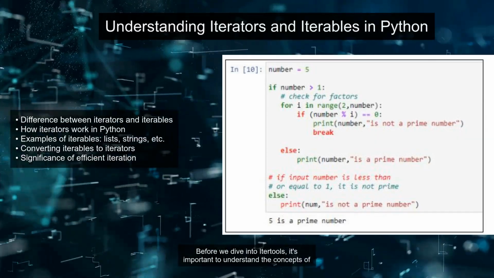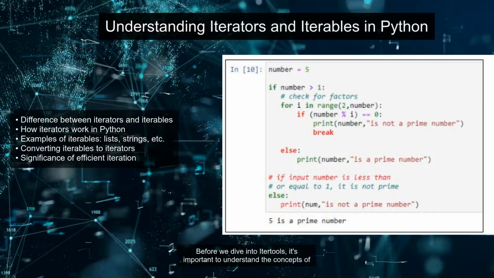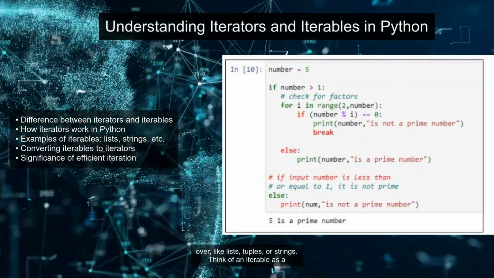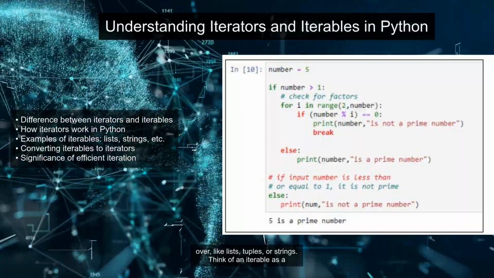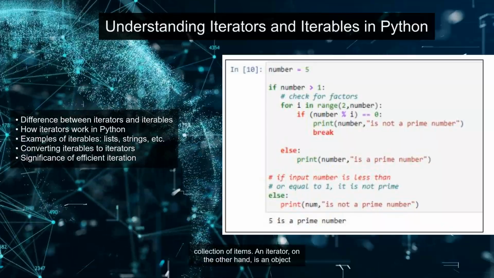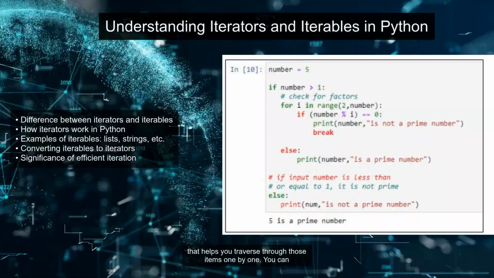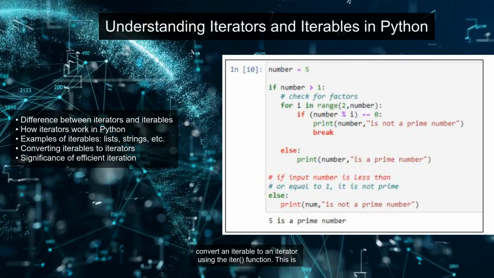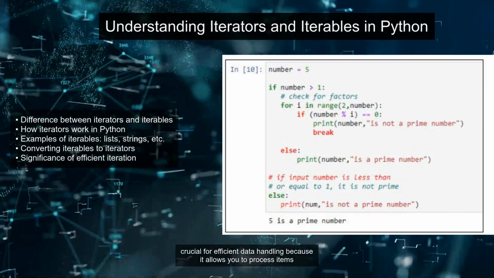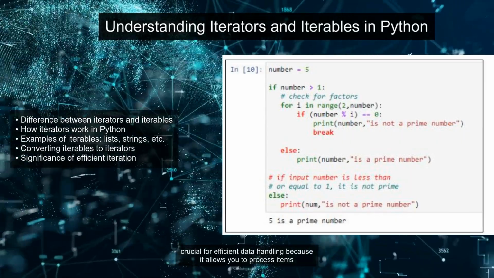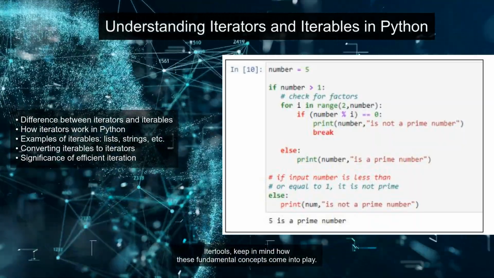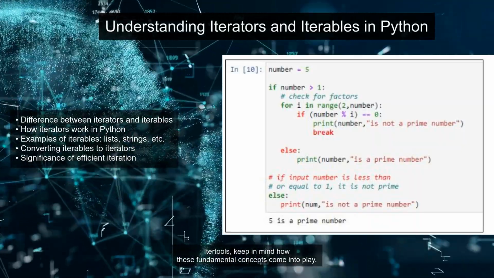Before we dive into Itertools, it's important to understand the concepts of iterators and iterables. In Python, an iterable is anything you can loop over, like lists, tuples, or strings. Think of an iterable as a collection of items. An iterator, on the other hand, is an object that helps you traverse through those items one by one. You can convert an iterable to an iterator using the iter function. This is crucial for efficient data handling because it allows you to process items one at a time without loading everything into memory. As we explore Itertools, keep in mind how these fundamental concepts come into play.